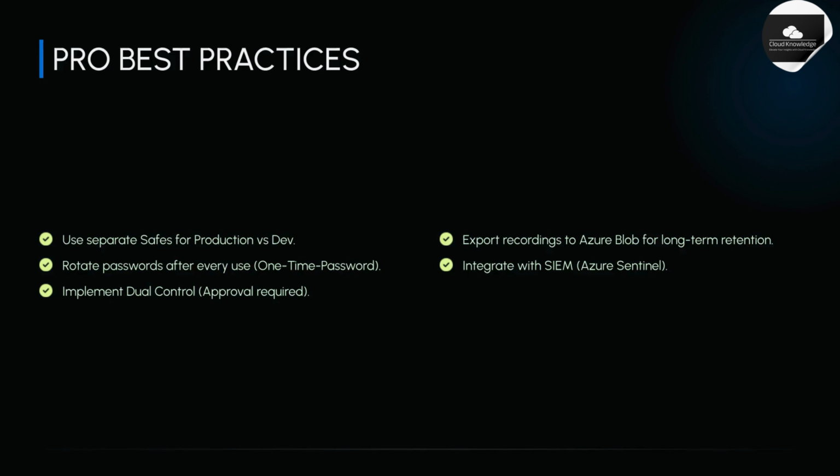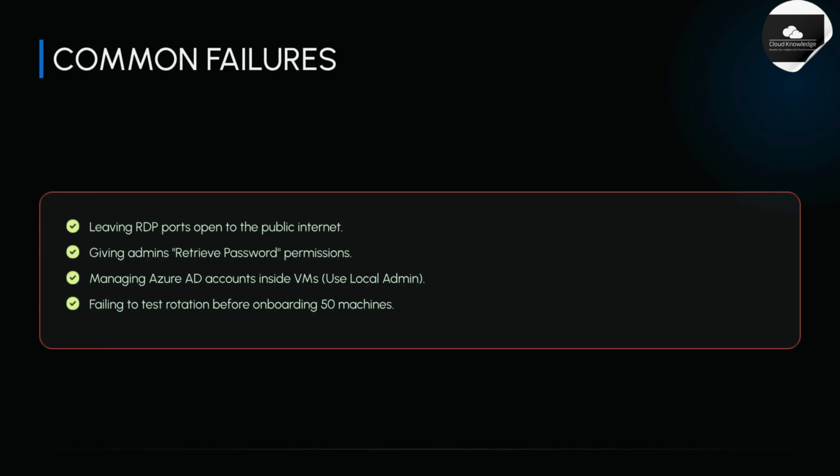Pro best practices include separating safes for production versus development, using one-time passwords, implementing dual control, exporting recordings to Azure Blob for retention, and integrating with a SIEM like Azure Sentinel. Common failures to avoid include leaving RDP ports open to the public internet, giving admins retrieve password permissions, managing Azure AD accounts inside VMs, and failing to test rotation before bulk onboarding.